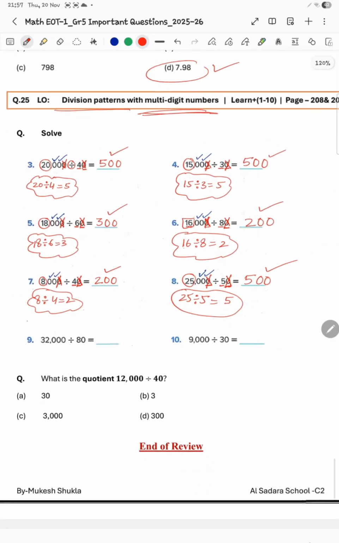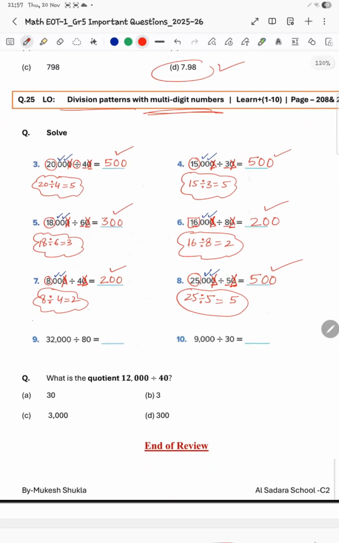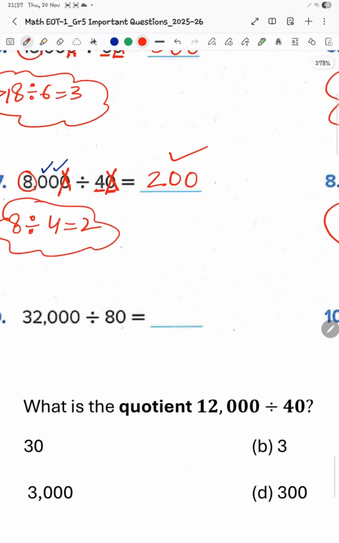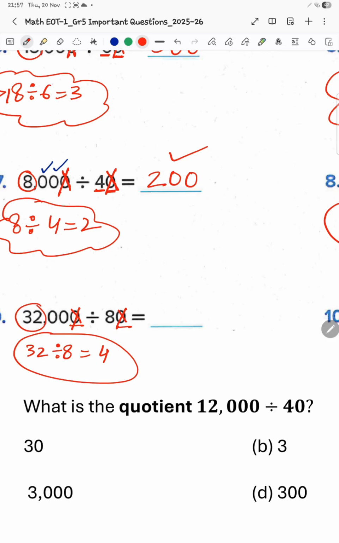So quickly do these questions. I'm going to do it for you now. Hopefully you can understand. Cut. 32 divided by 8 equals 4. This is 32. This is 8. Now only 2 zeros are left over. So I will write 400 as the answer.